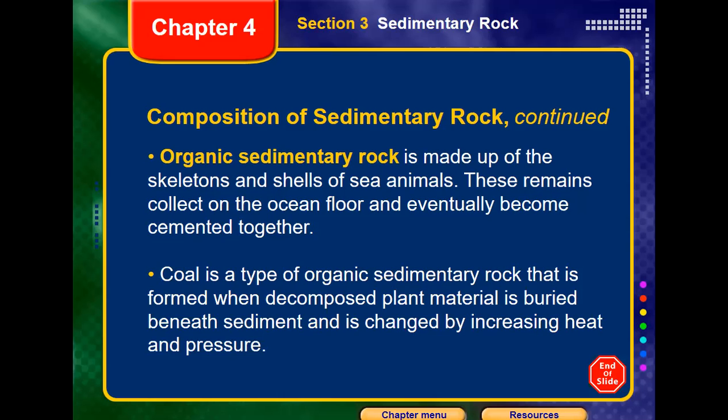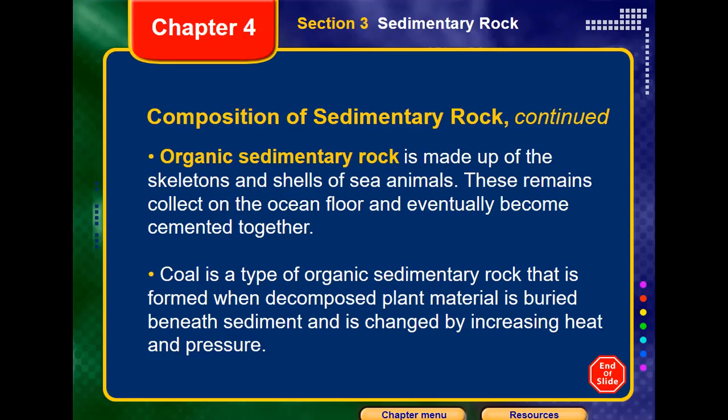Another example of organic sedimentary rock is coal, that we use to get energy by burning. So coal is a type of organic sedimentary rock that is formed when decomposed plant material is buried beneath the sediments and changed by increasing heat and pressure. That means the skeletons and other particles of especially plants, once they are buried under the ground, under high pressure and temperature, over time will change to form coal. So that represents an organic sedimentary rock also. So here we find the different types of sedimentary rock.